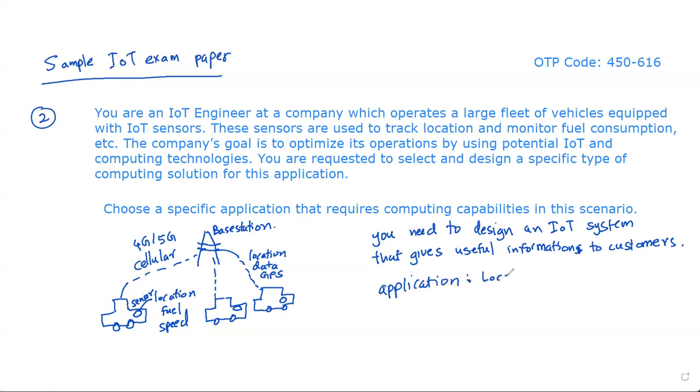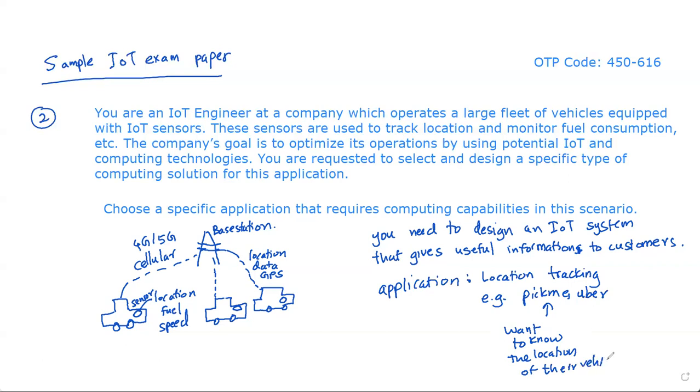So let's assume that this application is under the control of the vehicle owners. For example, companies like PickMe and Uber that provide taxi services. These companies want to know the location of their vehicles, want to know where their vehicles are. So they need that data in real time, right? They want to know as soon as possible the location of their vehicles.